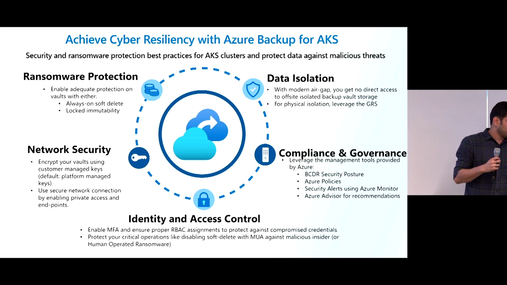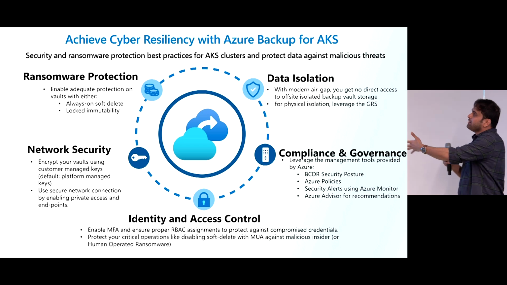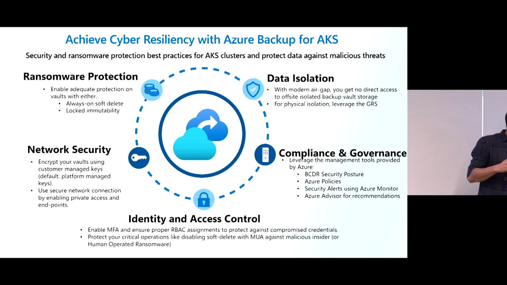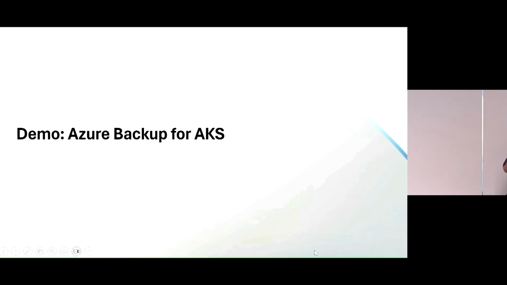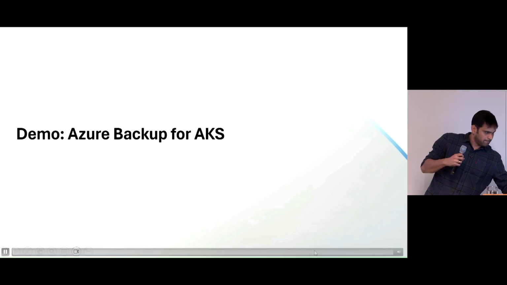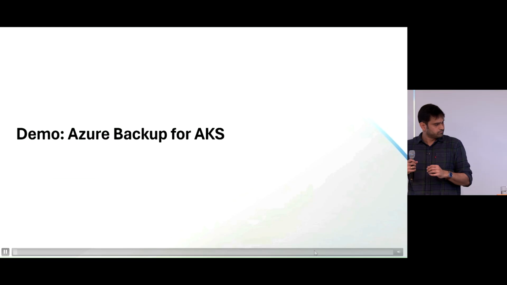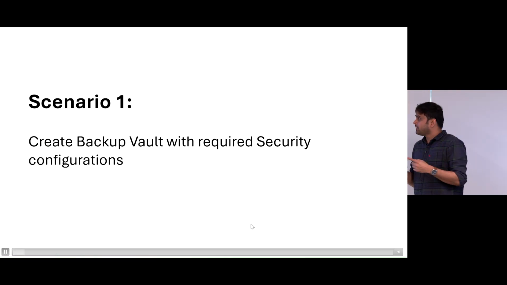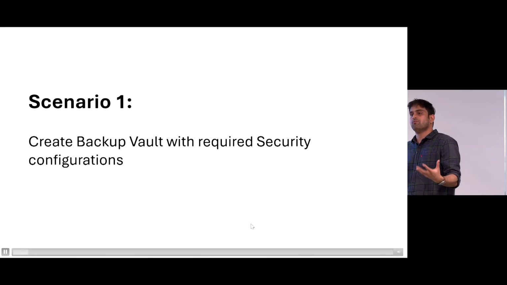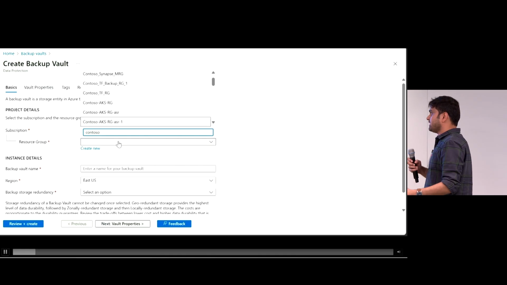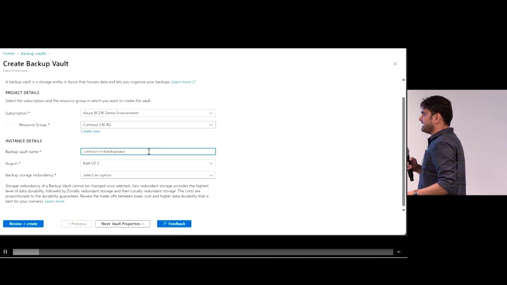I have a quick demo just to show you how you can enable all these resiliency features that I talked about and how you can do a disaster recovery kind of scenario with Azure Backup for AKS. Okay, so scenario one, I'm going to start by creating what we call a backup vault. And I'm going to create this vault with all the essential security features that are needed. So quickly providing baseline details, name and all.